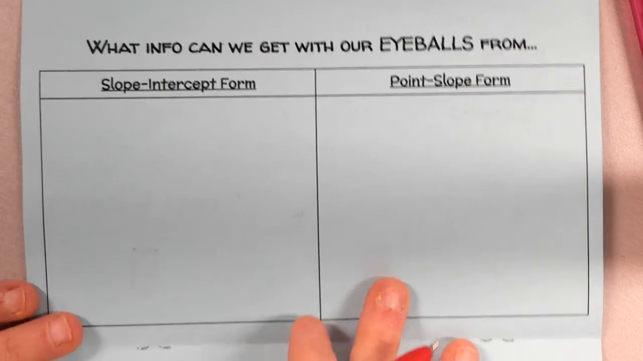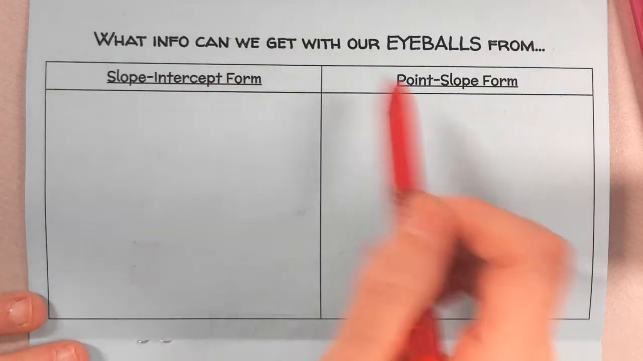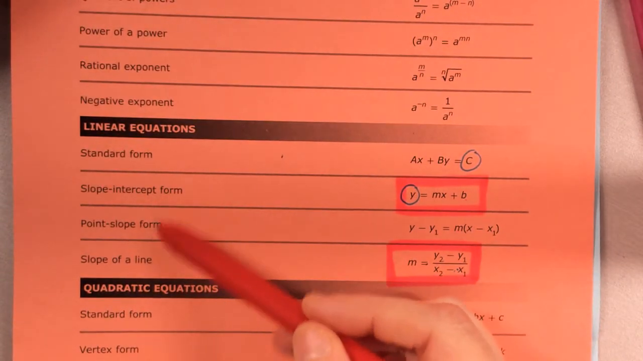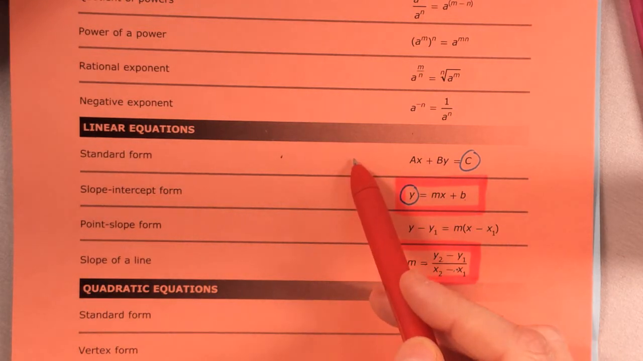Okay, so we've talked about slope-intercept form and point-slope form, right? So these are the two forms we know about. And remember, there are three forms: standard form, slope-intercept, and point-slope. So these are the two that we've learned about. This one is the one we're going to talk about today.